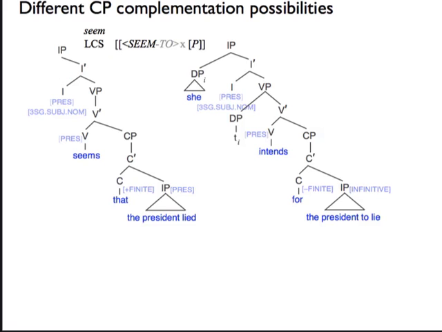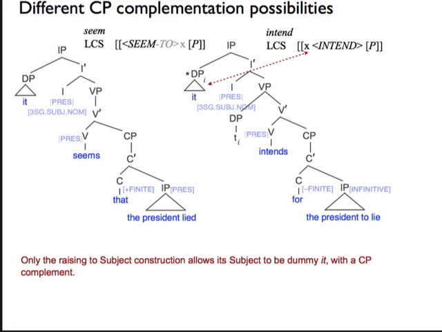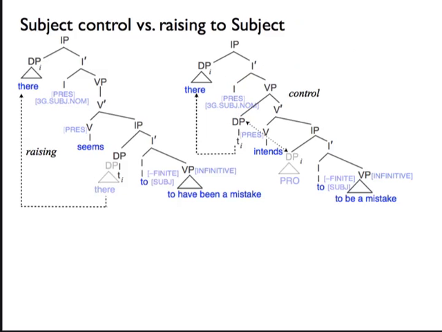So seem works in a different way. There is no argument that goes into the main clause, whereas there is with intend. Right? So then we look at it, there are some differences that we predict by this analysis, and we look and see if they turn out to be true. So only the raising to subject construction allows its subject to be dummy it with a CP complement, and that is true.